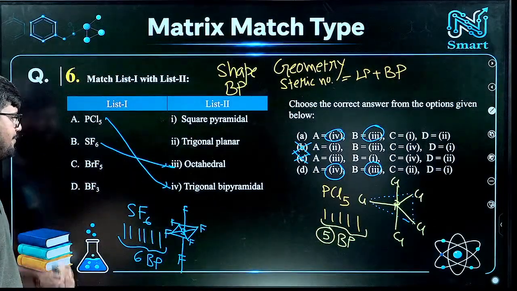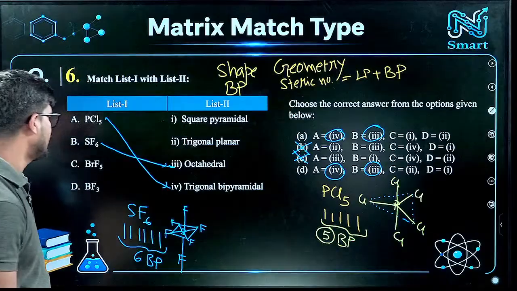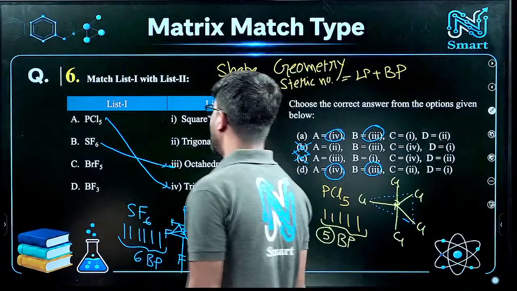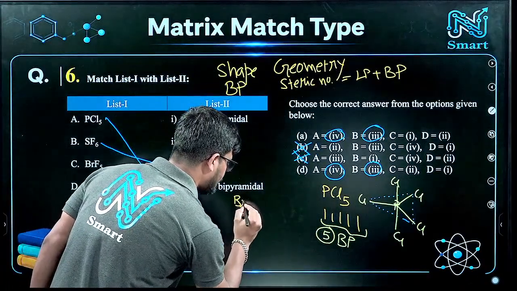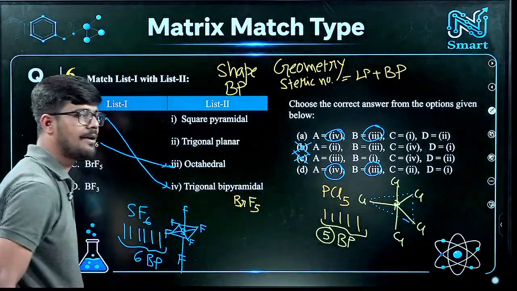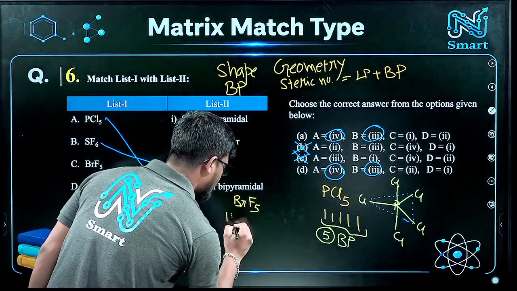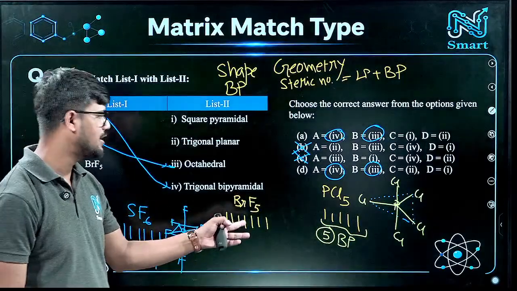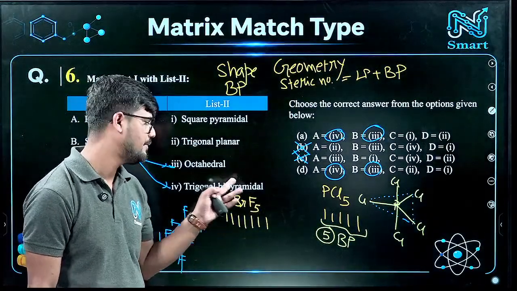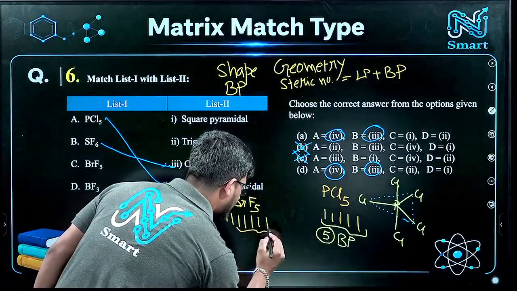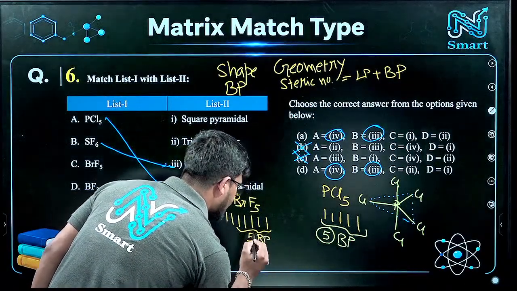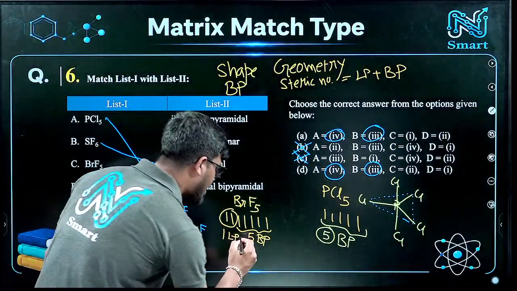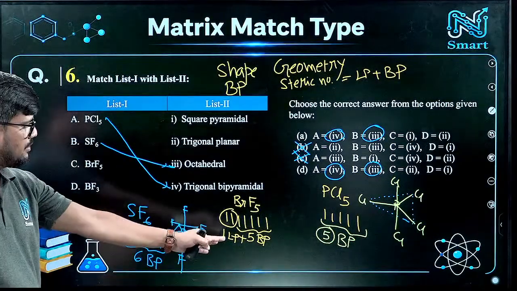Next, BrF5. Bromine: how many valence electrons does bromine have? Bromine has 7 valence electrons, right? 1, 2, 3, 4, 5, 6, 7. Out of 7, 5 electrons are used to form 5 bonds with fluorine. So 5 bond pairs, and you are getting 1 lone pair, correct? So the total steric number is 1 plus 5, that means 6.